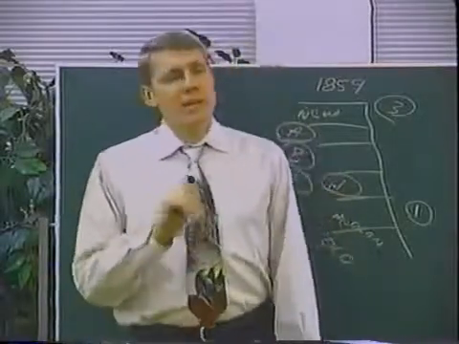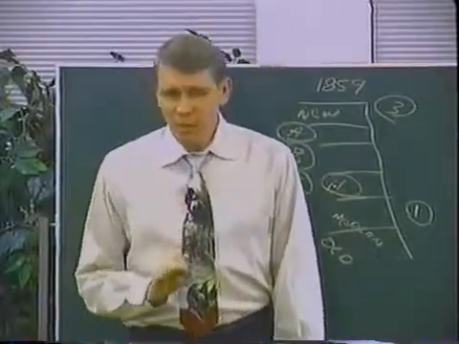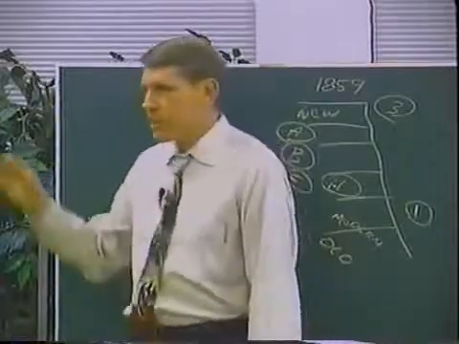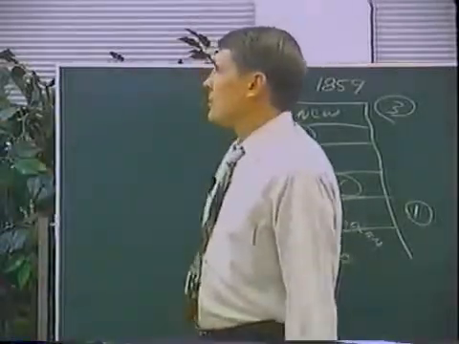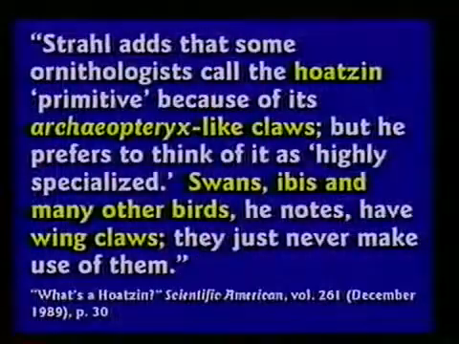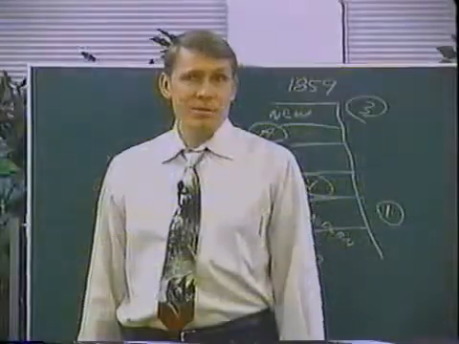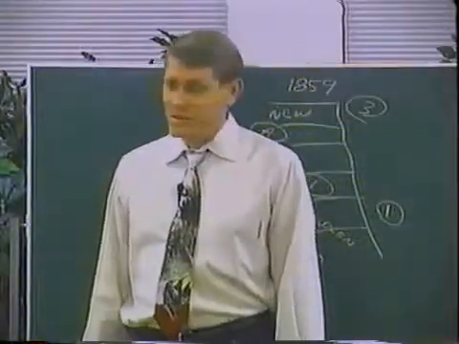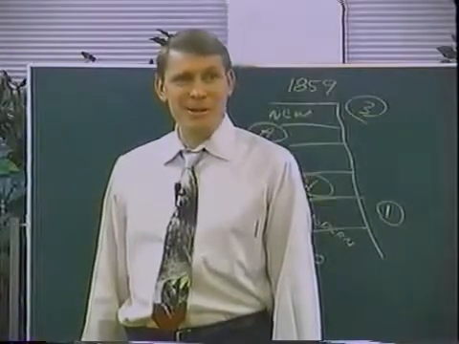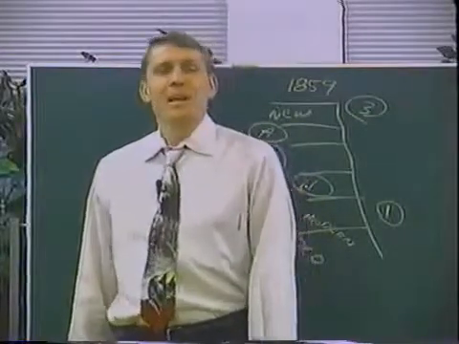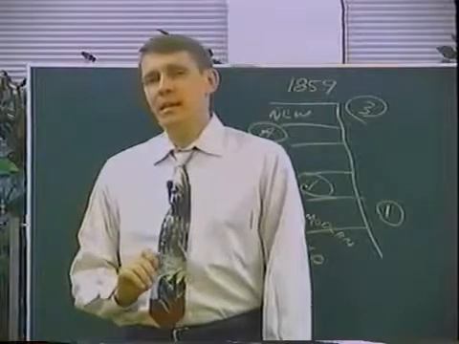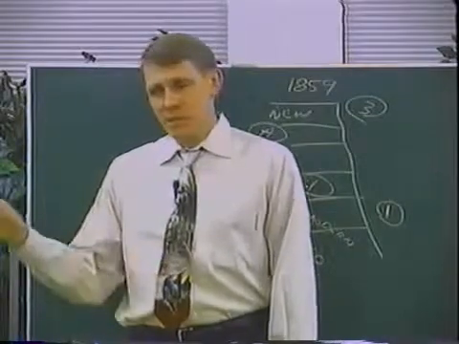Now, there are quite a few birds today that have claws on their wings. At least 12 birds right now have claws on their wings. This fellow says, Stahl adds that some ornithologists call the Hoatzin. A Hoatzin is a bird that lives in South America. They call it the stink bird because it smells so bad. I guess that's how it repels predators, okay? Who'd want to eat it? You know, you get close, I'm hungry, but no thanks, you know. The Hoatzin does not fly long distances, okay?